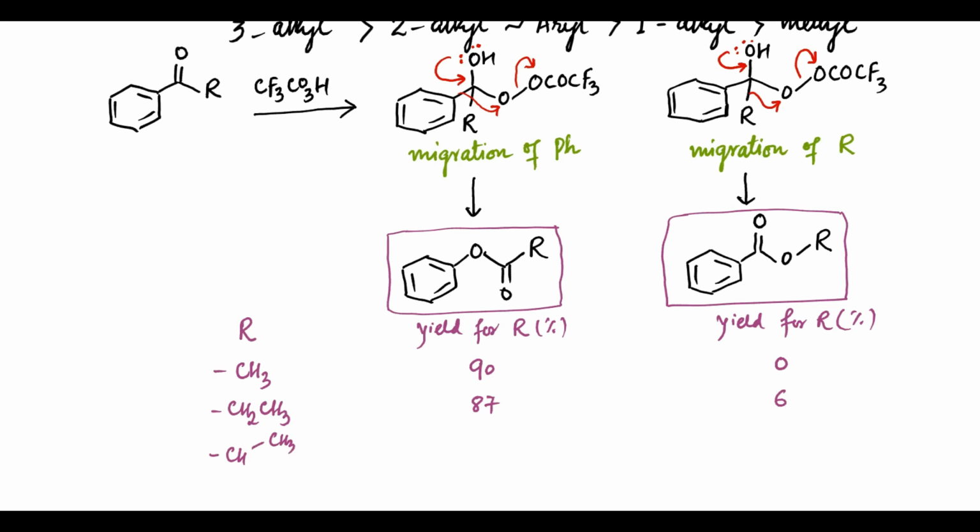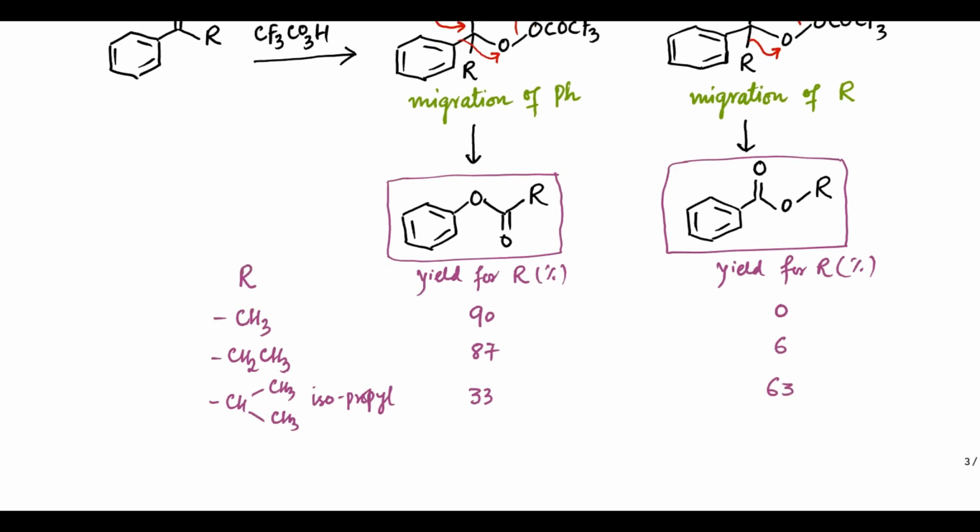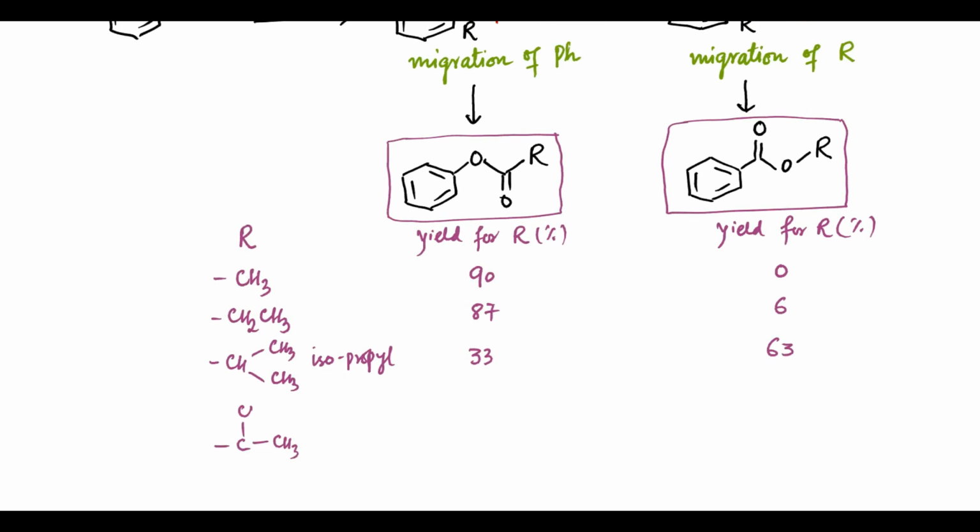When R is isopropyl, the percent yield of this ester decreases to 33%, whereas that of this ester increases up to 63%. This means the migratory aptitude of isopropyl is slightly higher than phenyl group, and both groups compete for migration. When R is tertiary butyl group, this ester is obtained in 2% yield only, whereas this one is obtained in 77% yield. This clearly indicates that tertiary butyl group surpasses the migratory aptitude of phenyl group.